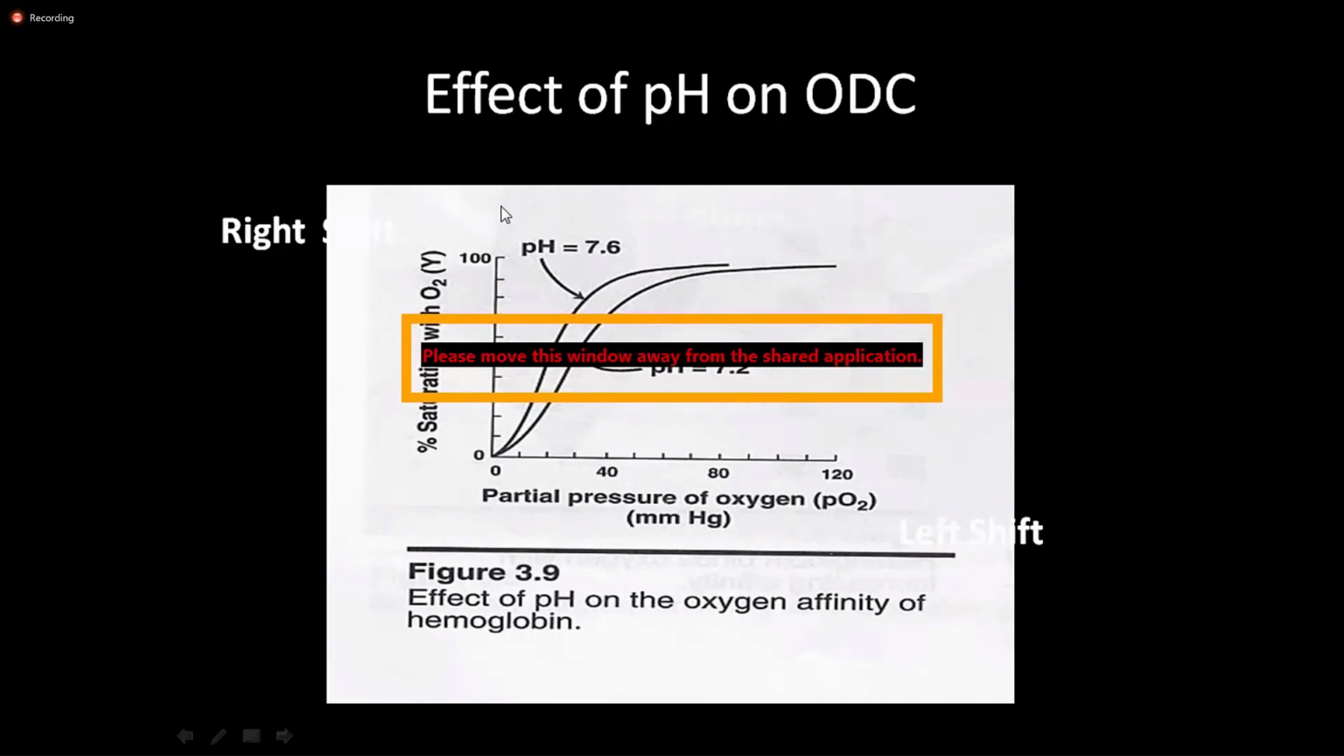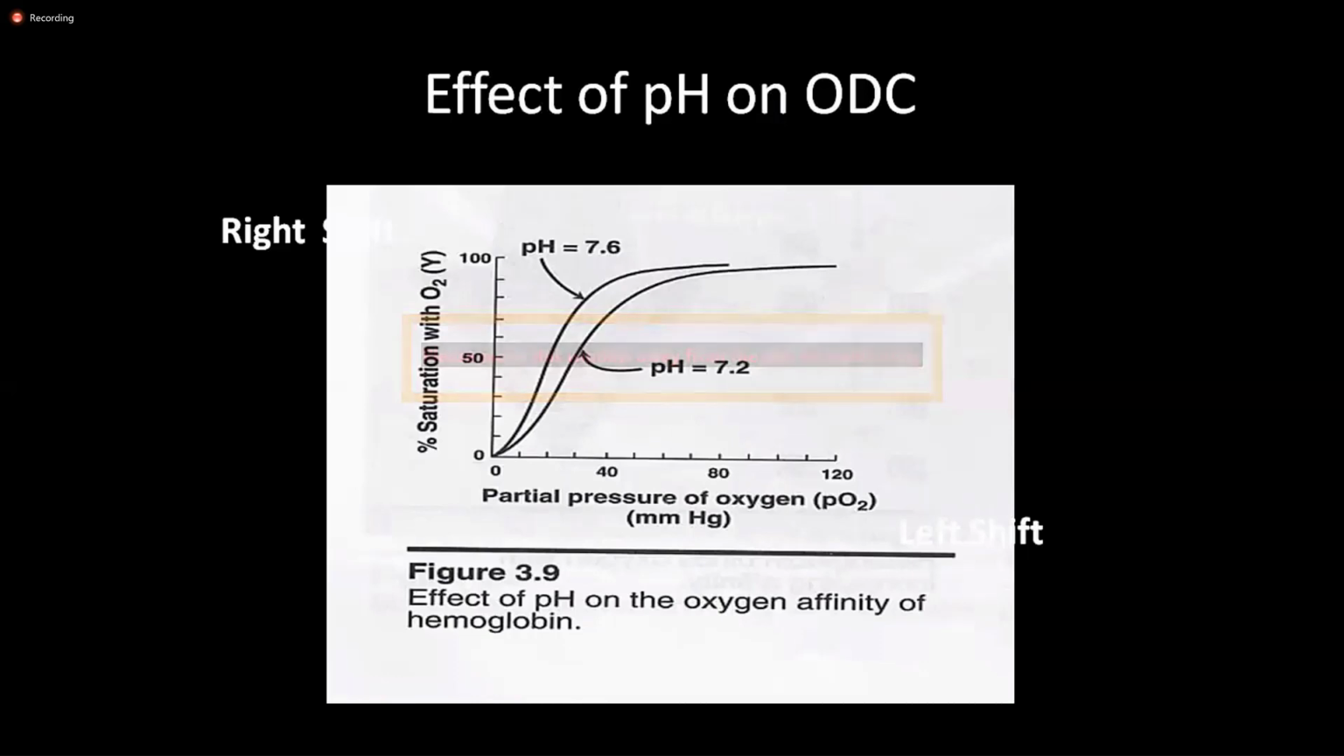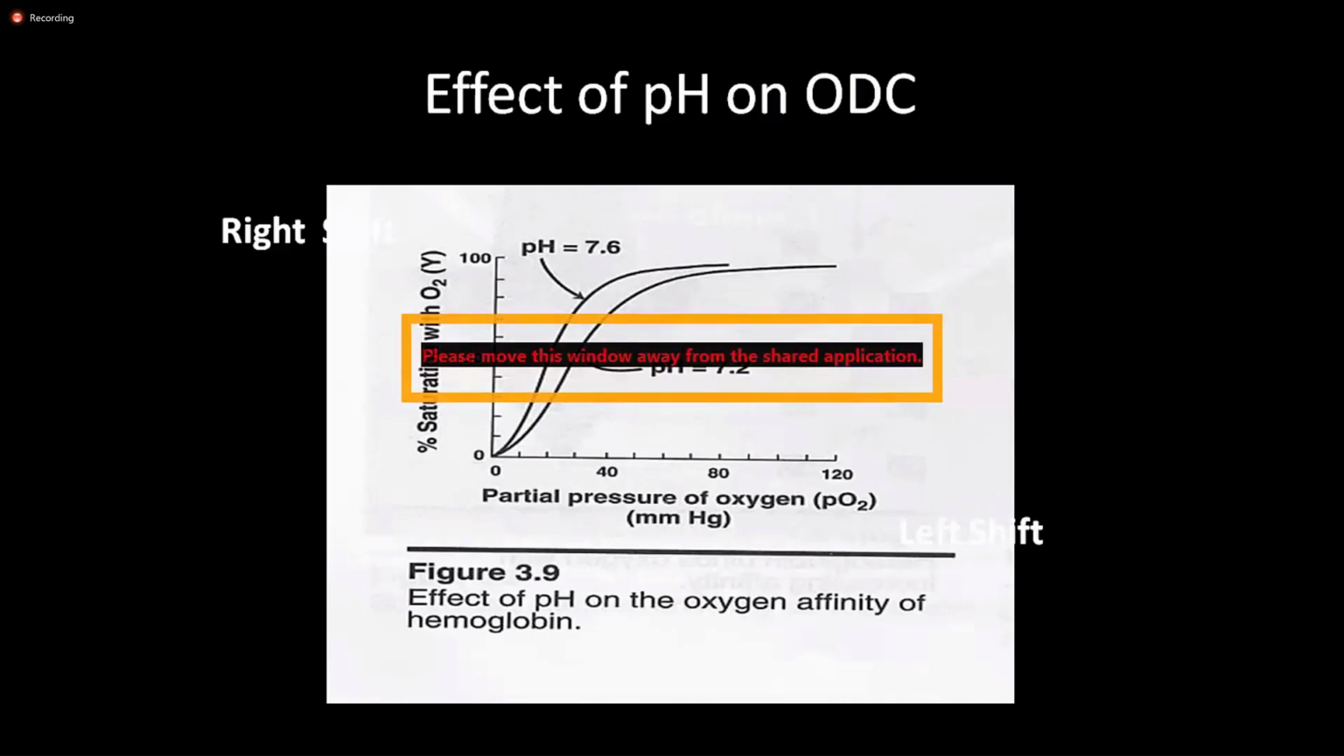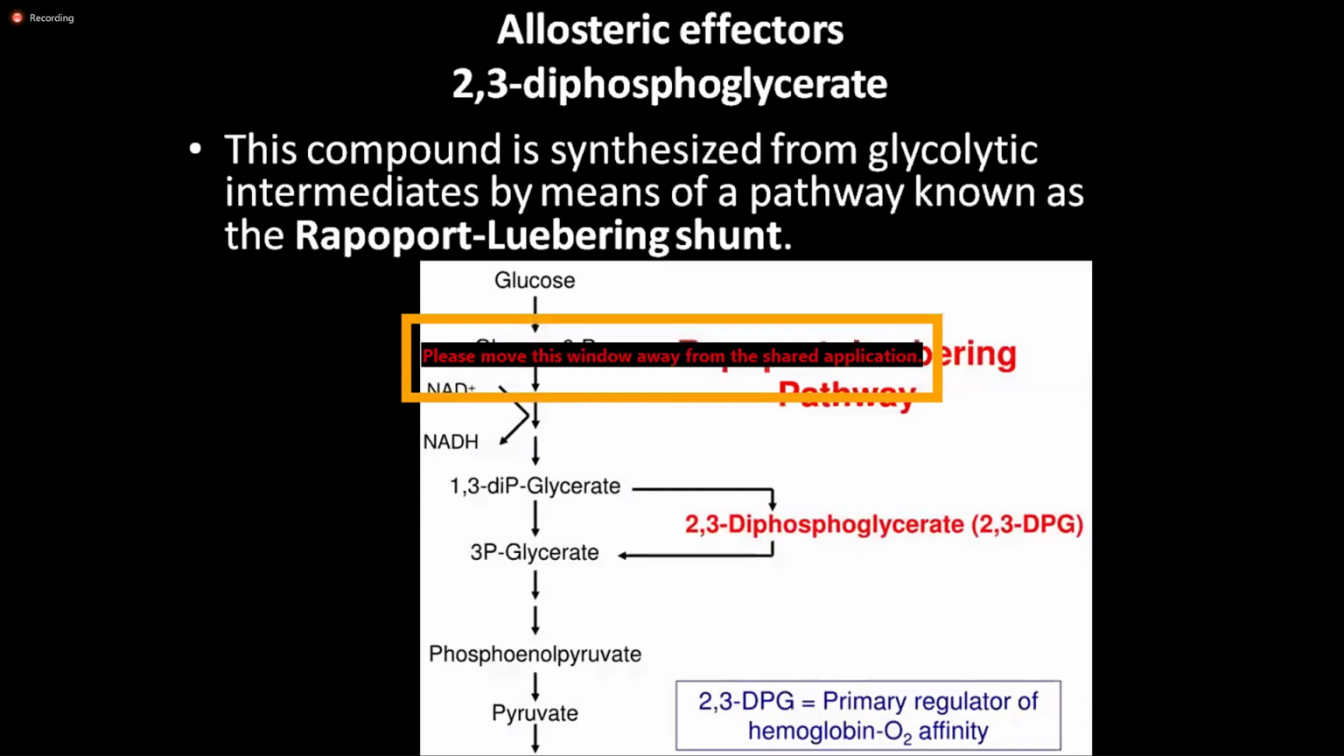In contrast, in the tissue the local pH is very low because of carbonic acid and other organic acids. In this condition, the hemoglobin loses its affinity towards oxygen. So it means the oxygen is easily dissociated from the hemoglobin at the tissue level, and oxygen is delivered to the tissue. So this is the effect of pH on the oxygen dissociation curve, the allosteric effect. Left shift and right shift due to the pH.